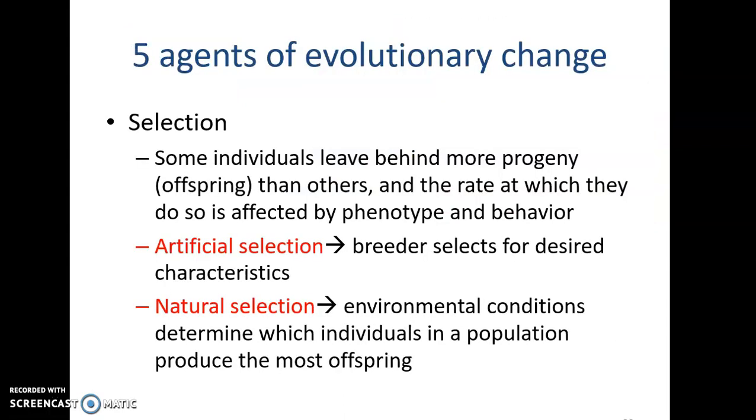Finally, we come to selection. Selection means that some individuals leave behind more progeny than others, and the rate at which they do this is affected by their phenotype and/or behavior. This can occur either artificially or naturally.